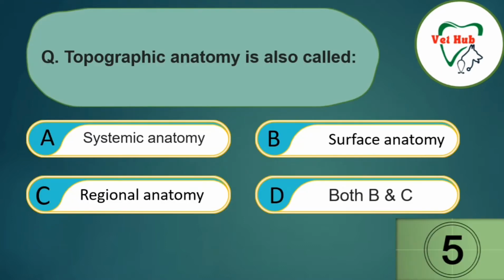And the next question is, the topographic anatomy is also called. And the options are option number A, systemic anatomy, option number B, surface anatomy, option number C, regional anatomy, and option number D, both B and C. And your time begins.